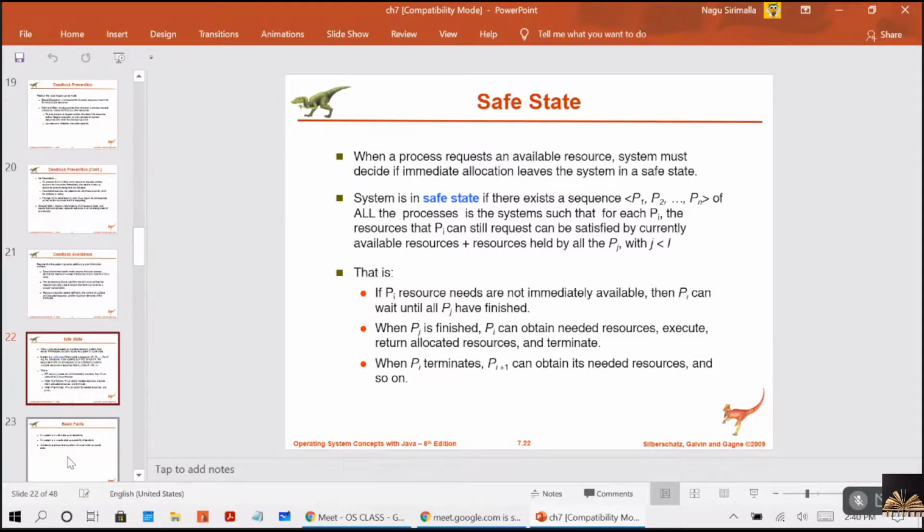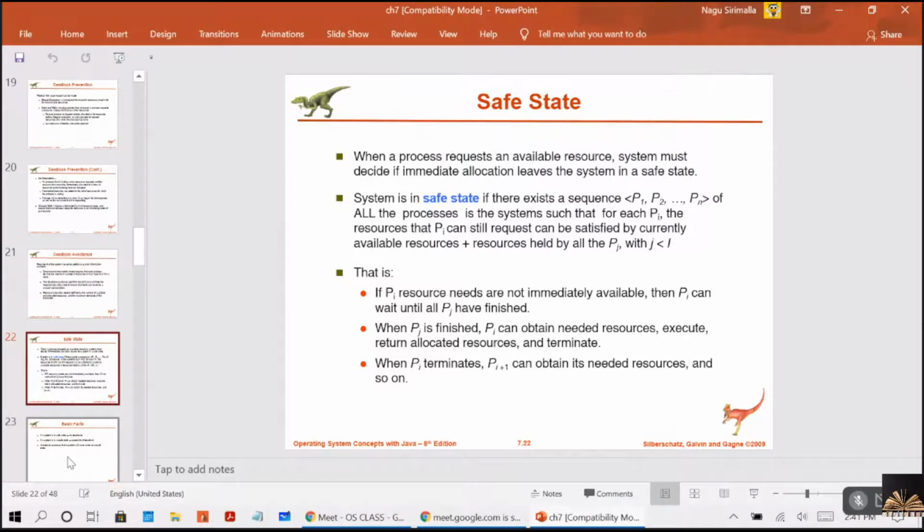Safe state algorithm, resource allocation graph algorithm, and banker's algorithm. So let's start with the safe state algorithm. If the system can allocate the resources to each process up to its maximum in some order and still avoid a deadlock, then the state is called safe state.